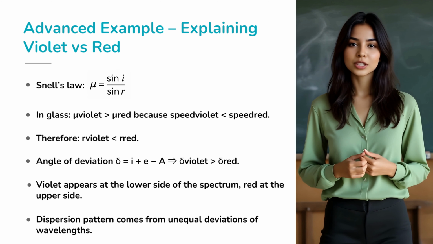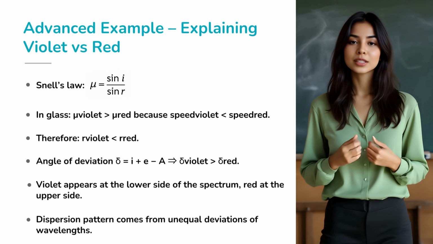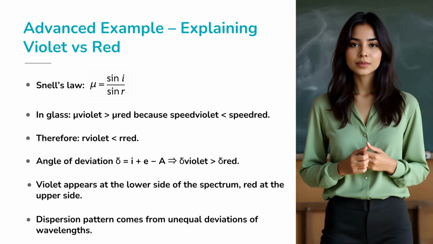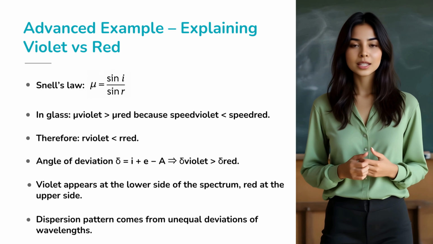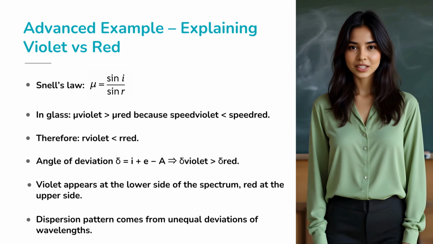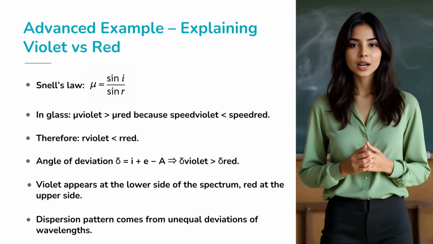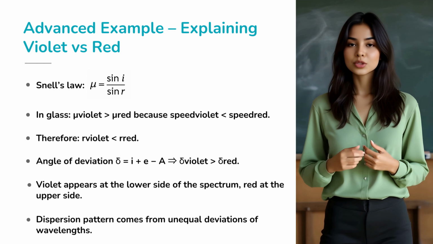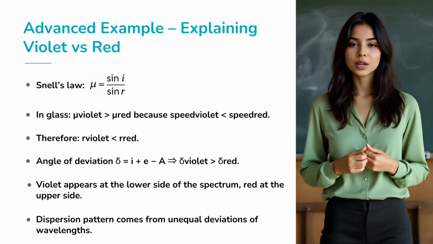Now, the deviation delta is equal to the angle of incidence plus the angle of emergence minus the angle of the prism. Since the refraction angle is smaller for violet, its deviation delta violet becomes larger. For red, the refraction angle is larger, so its deviation delta red is smaller.